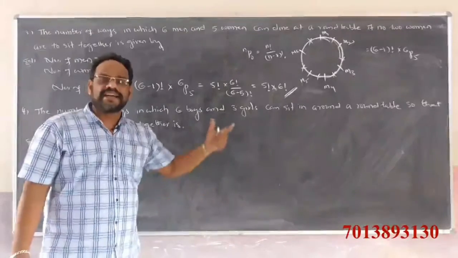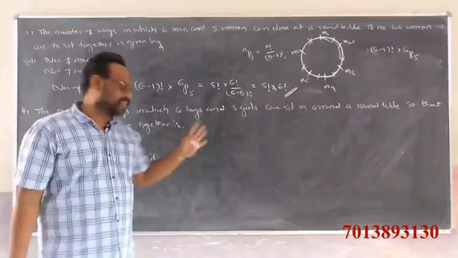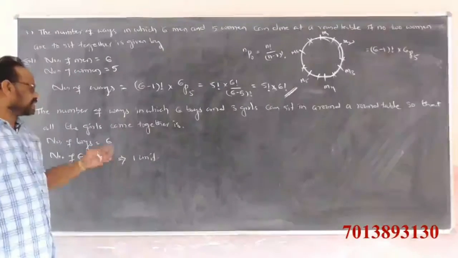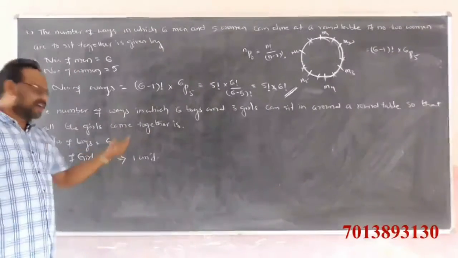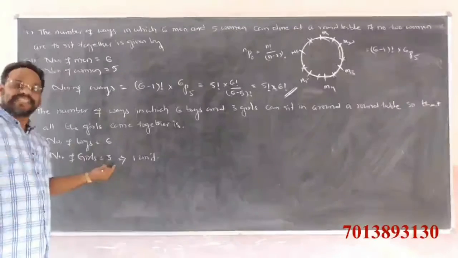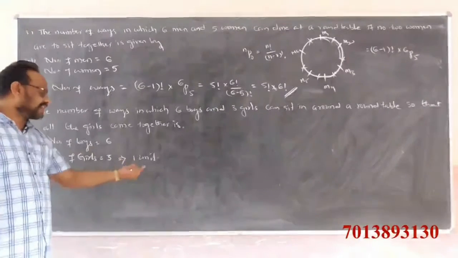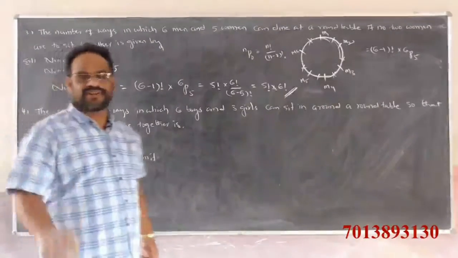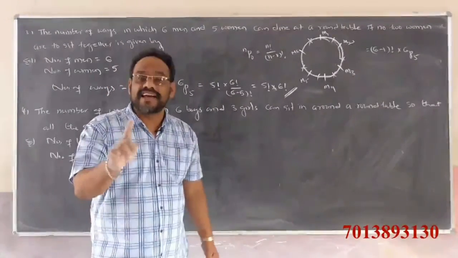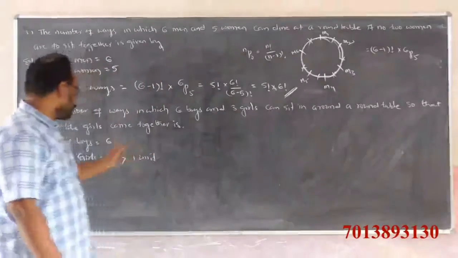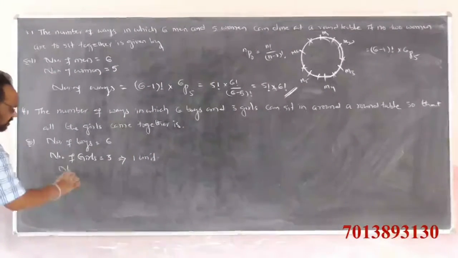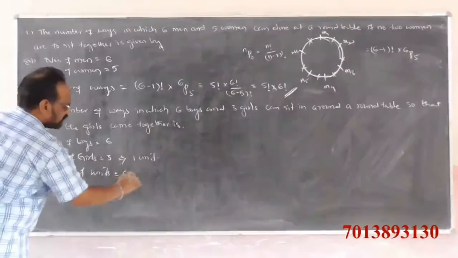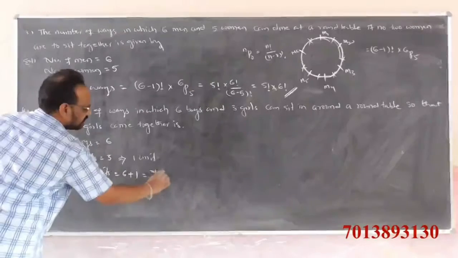Why? Because at a round table, wherever you sit, the 3 girls are compulsorily beside each other. Come together means all 3 girls sit together. So that's why all 3 girls are considered as a single unit. So the number of units is 6 units plus 1 unit, total 7 units.